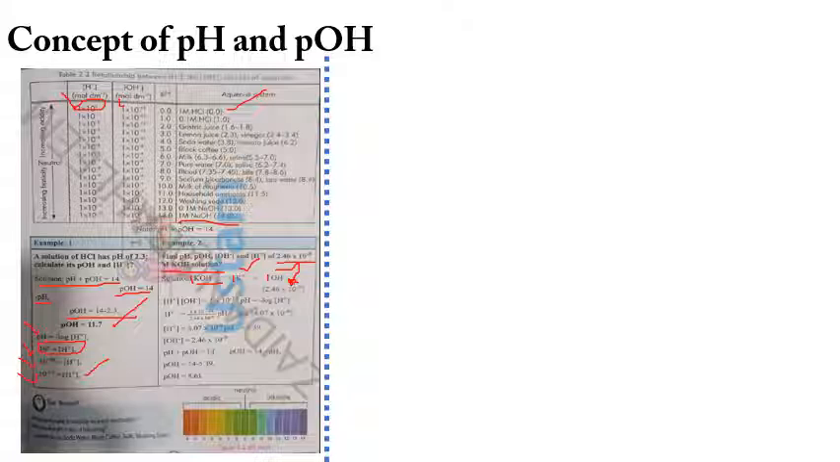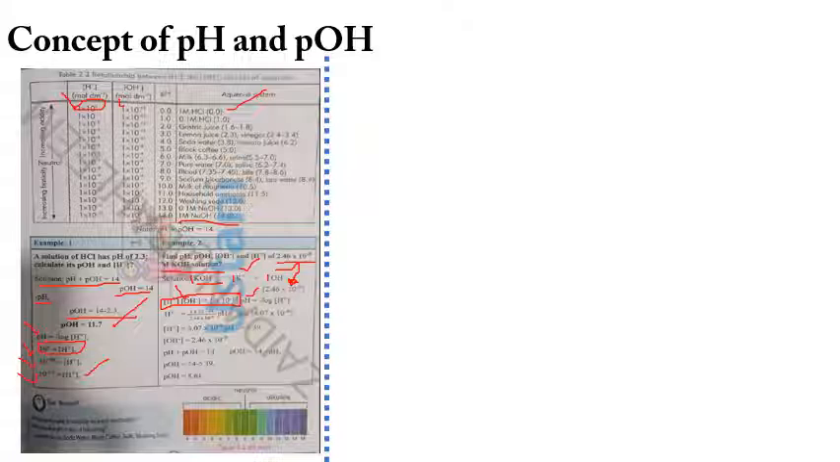Why? Because KOH is basic and it produces OH in large amount. Therefore, this concentration is OH. So we know that H plus into OH ion in pure water, we discussed in the first slide. Its value was 1 into 10 power minus 14. And we also know that pH is equal to minus log H plus ion. We have been given the OH ion.